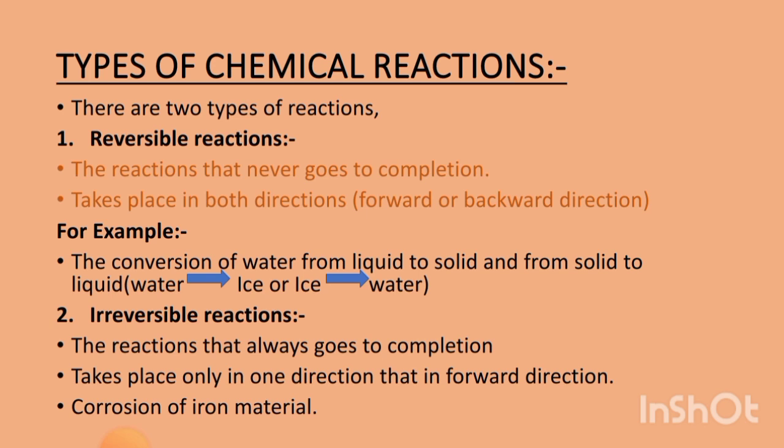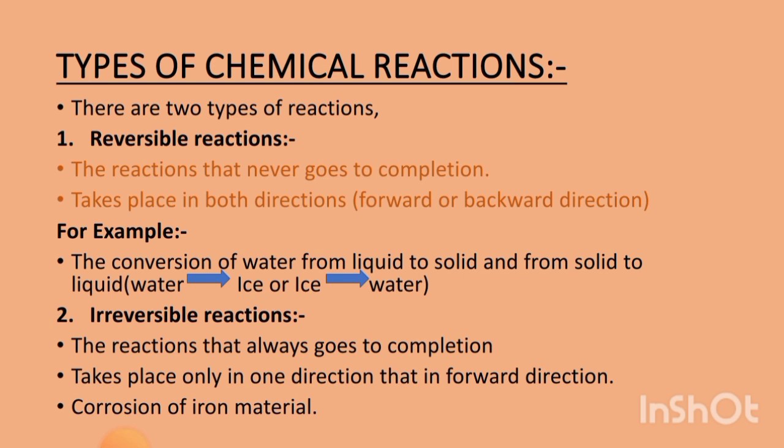So when there is a reversible reaction, there will be no completion of the reaction, only the product and reactant will change from time to time. So it takes place in both directions, forward and backward. Forward means when reactants react with each other and form a new product, and this type of reaction is known as the forward reaction. When the concentration of the product increases, it will go towards the backward direction. Backward direction means the formation of reactants.